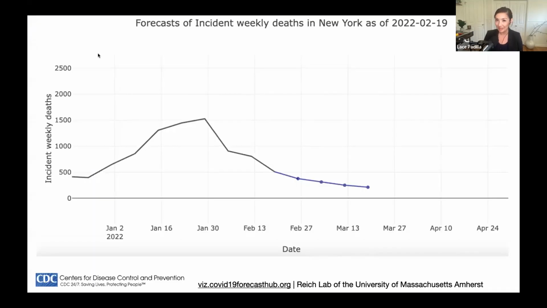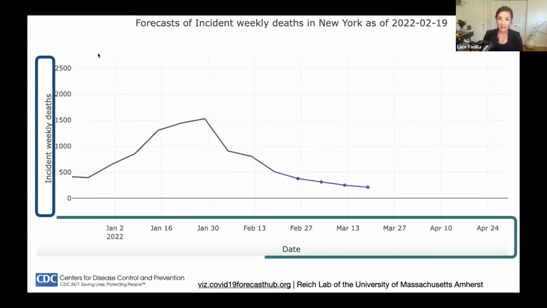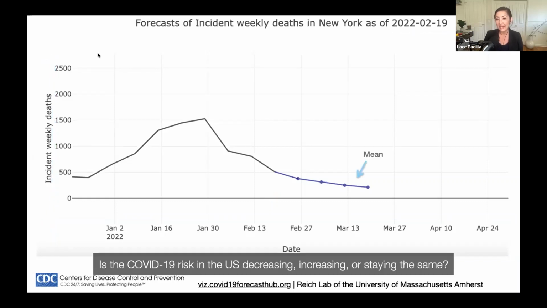I thought we would start with some data visualizations that we've all thought deeply about in the last few years. Here we have incident weekly deaths in New York, and I pulled this from today. And this is date plotted down here. And what I'm showing you in terms of this line is a mean predicted forecast from today's date. And I'd like you to answer the question for yourself. Is the COVID risk in New York actually decreasing, increasing, or staying the same? Of course, this is the type of decision that we've all made for the last 2 years, so you should be fairly familiar with this type of decision.